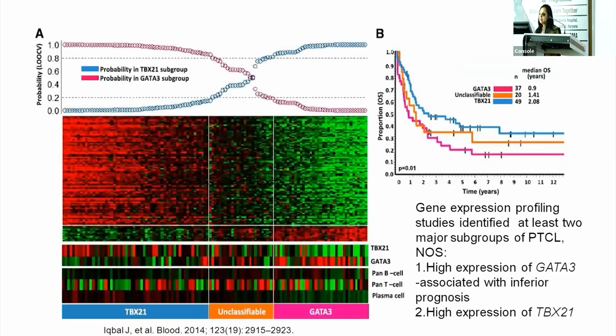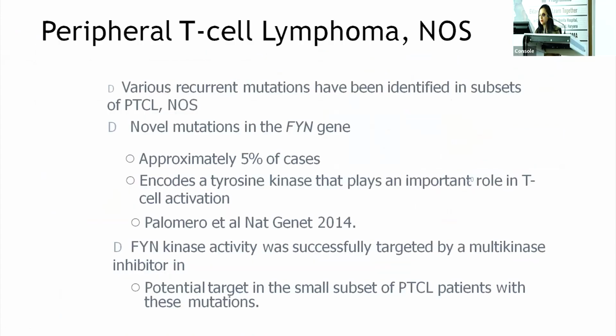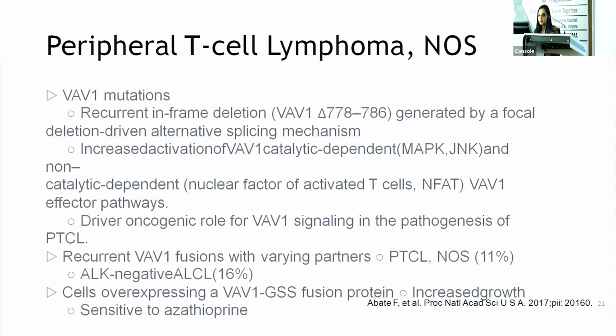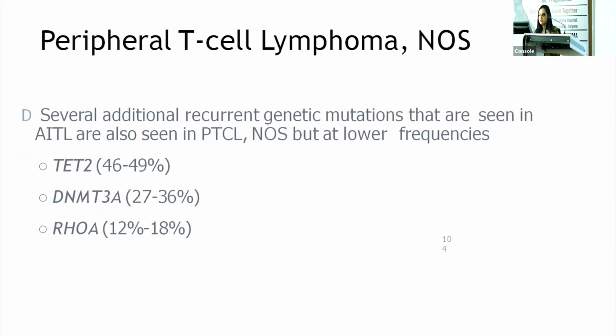And the PTCL group NOS also, on gene expression profiling, is showing three groups. So you have a GATA3 and a TBX21 and an unclassifiable group, and the GATA3 group is clearly behaving very badly prognostically. So if you do those kind of things, you will find this. I'm just concentrating on the important things. And again, as I told you, all the T cell lymphomas will have these mutations. Only the frequency of these mutations will vary.